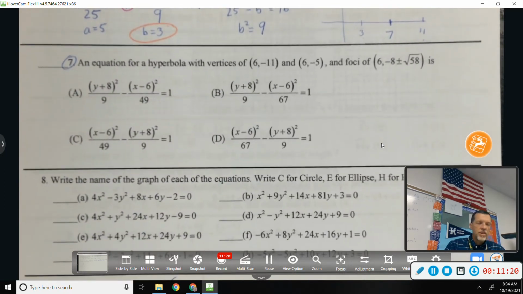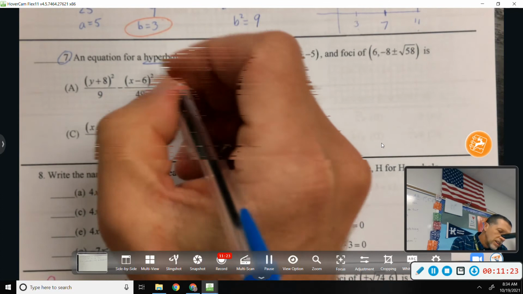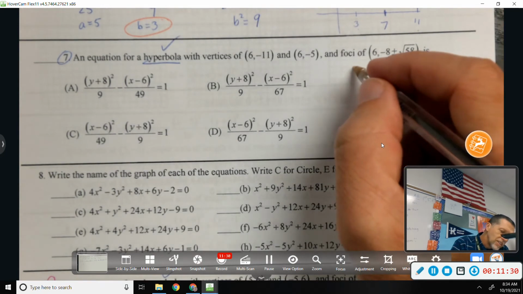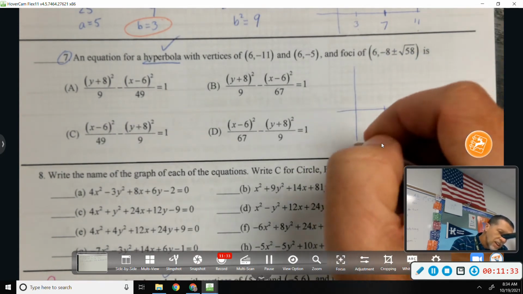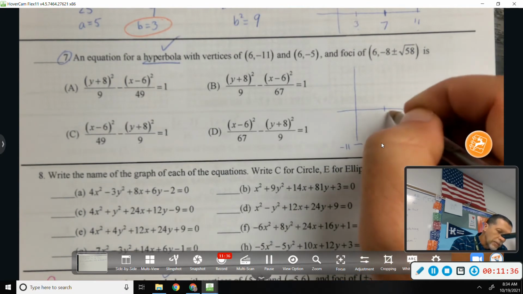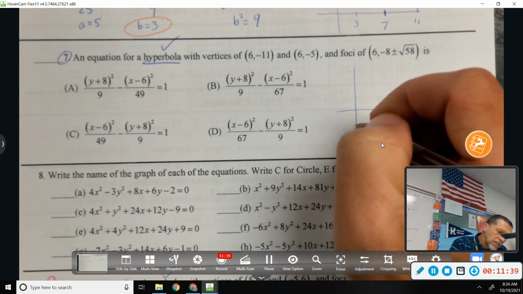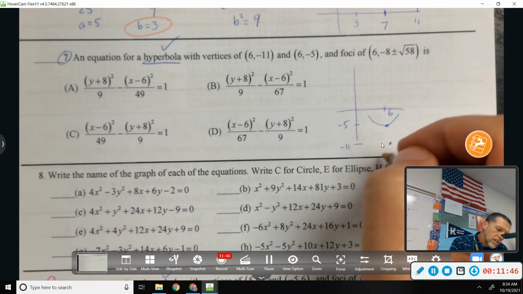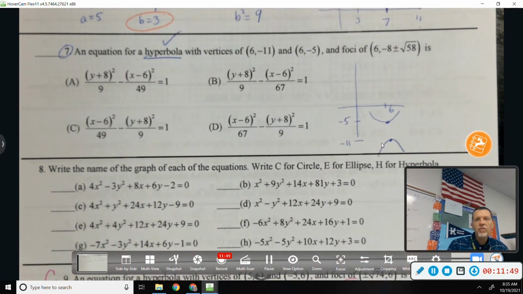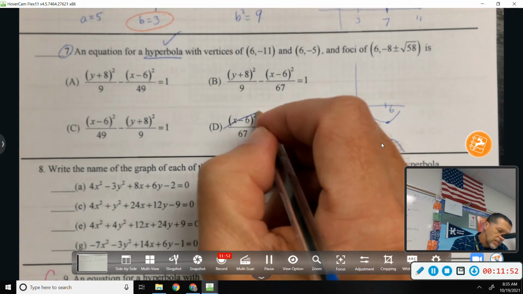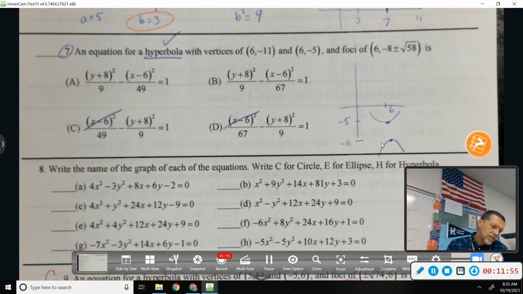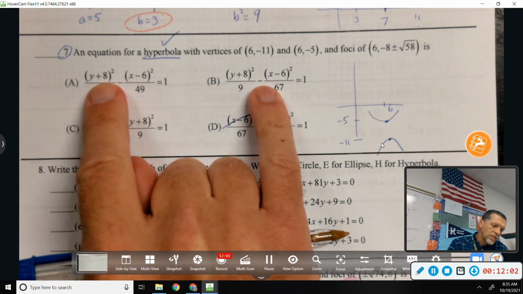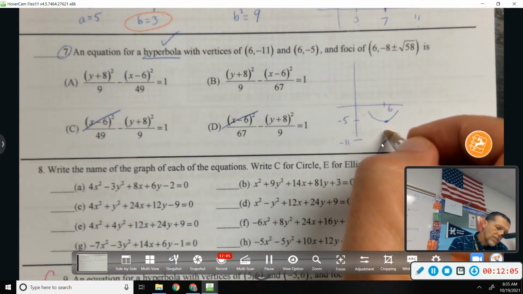Number 7. An equation for a hyperbola. Let's go look and see that they're all hyperbolas. They are, so good on that. Vertices of 6, negative 11 and 6, negative 5. Again, a picture is not absolutely necessary. Certainly doesn't have to be perfect. So I already know that y has to be first. So D and C are out. A and B have the same center, so I know what the center is. It's got to be 6, negative 8.